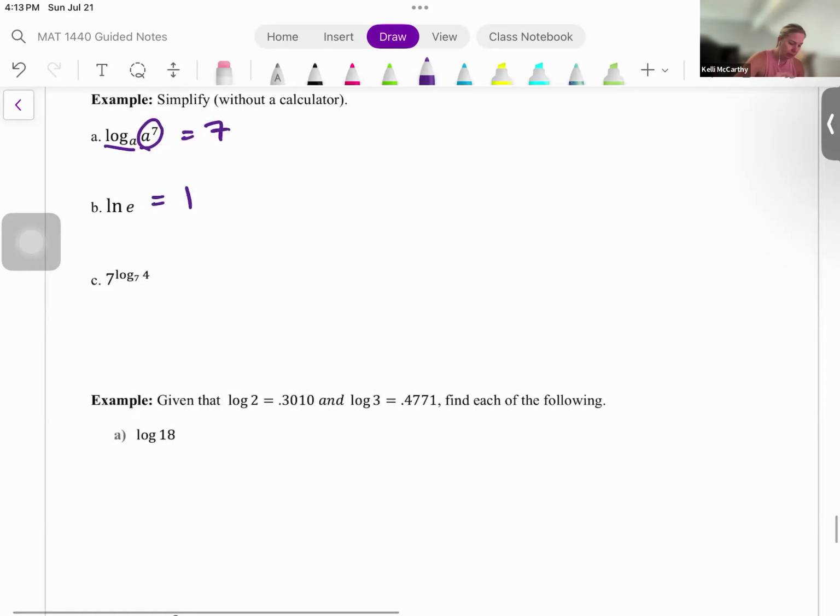And then 7 raised to the log base 7 of 4. Again, the base of the exponential matches the base of that logarithm. So those are going to undo one another. This is equal to 4. These are really great properties to be aware of. It does help us simplify expressions a lot.